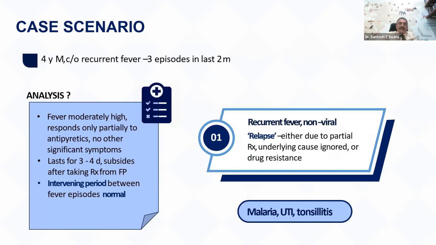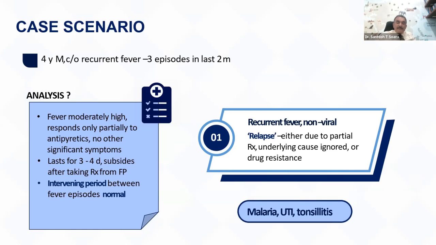One more case scenario. This is a 4-year-old male who came with recurrent fever, 3 episodes in 2 months. So how do you approach this? He gets 3 in 2 months. This is very common during monsoon season. The fever is moderately high, responds only to antibiotics, with no other significant symptom. It lasts for about 3 to 4 days and subsides after taking treatment from the family physician. The interfebrile period is normal. So this child has had 3 episodes. Usually what is it? It could most probably be a viral infection.